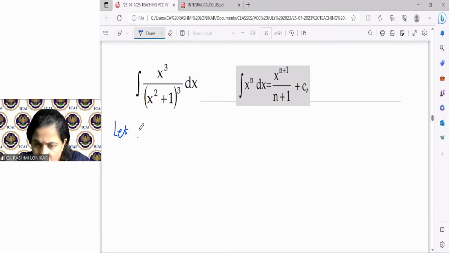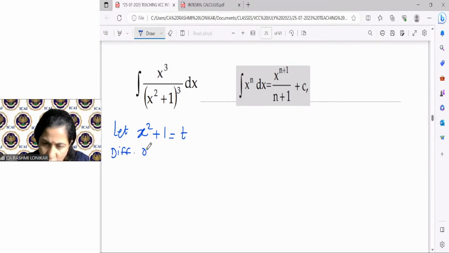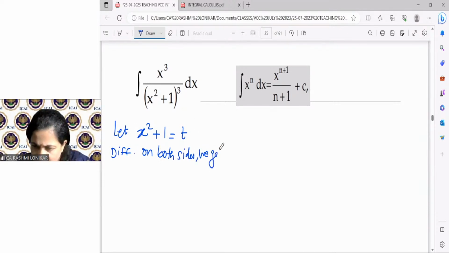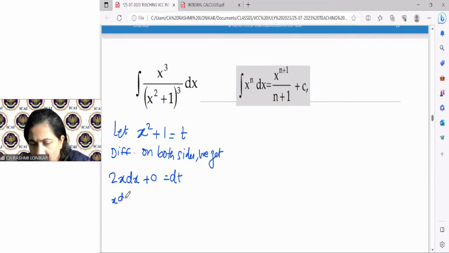What is the first step? Substitution. Let x square plus 1 be equal to t. Differentiating on both sides, we get 2x dx plus 0 is equal to dt, because differentiation of 1 is 0, or x dx is equal to dt upon 2.